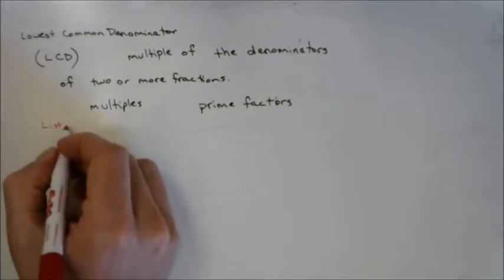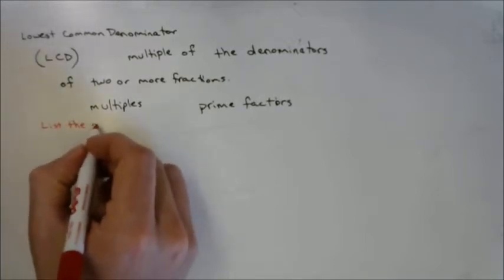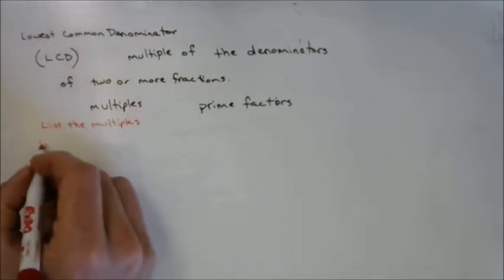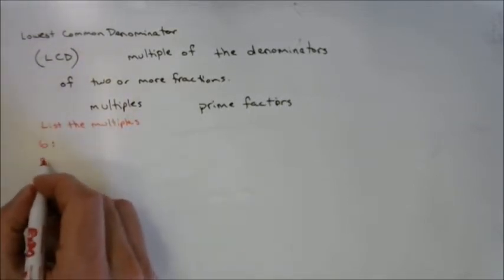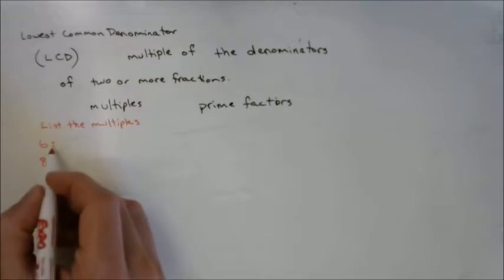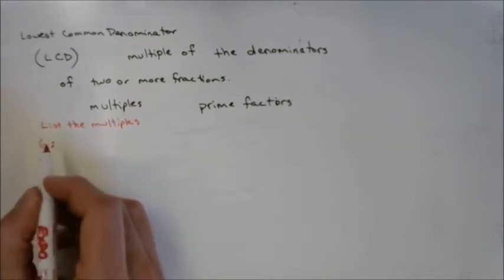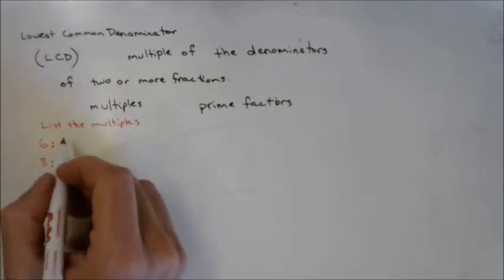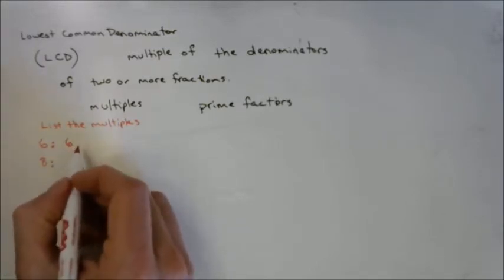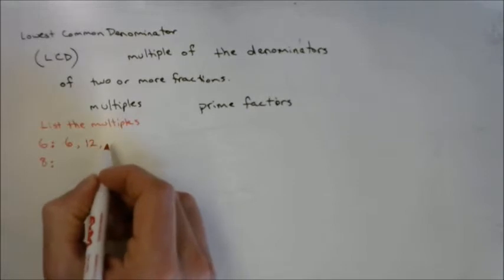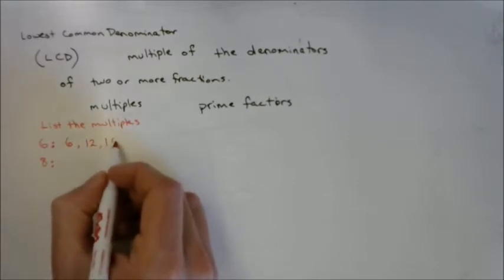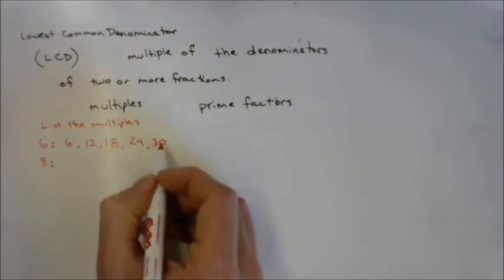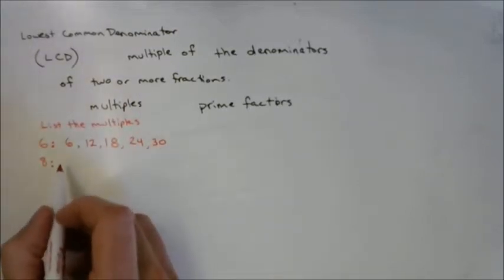List the multiples. Add your notes as we go. We're going to list the multiples of 6, and we're going to list the multiples of 8. Multiples basically just means counting by 6 until you find one that matches. So if we count by 6, we start with 6. What's next? 12. 18. 24. Let's do one extra just because we don't know the answer.